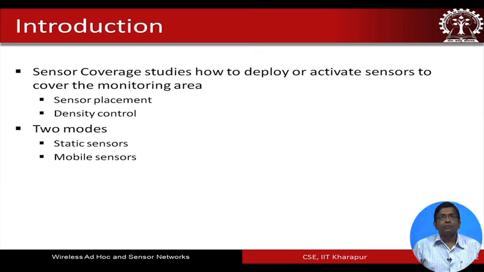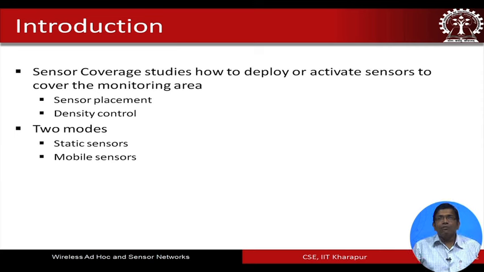So, what is coverage? The problem of coverage is related to deployment. The sensor nodes have been procured or designed, and they have to be deployed in a particular area, so that each and every point, part or sub area in that area is under the coverage, that means under the sensing range, of at least one sensor.